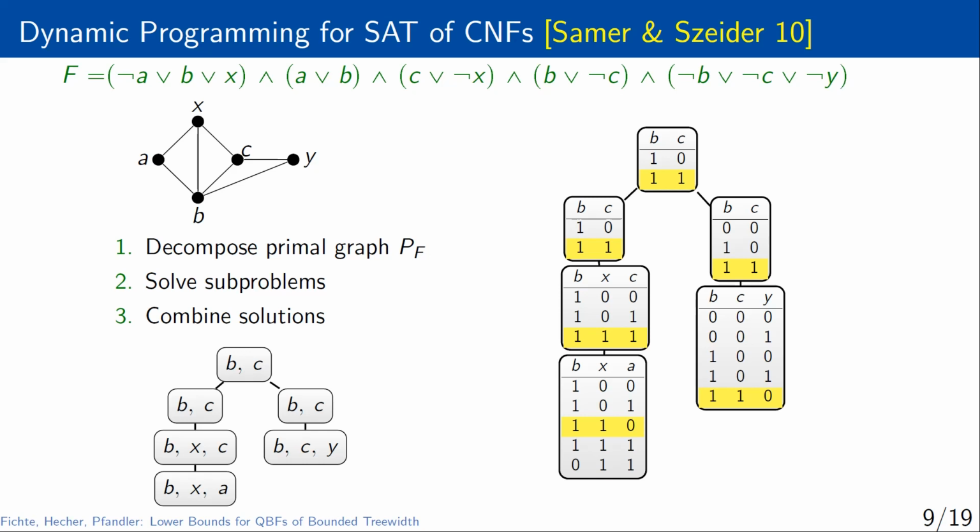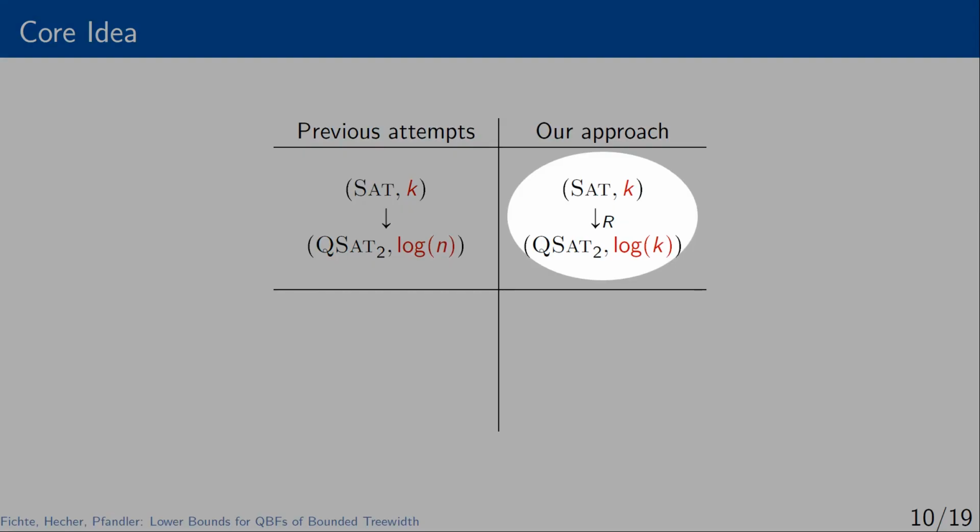Okay, wait, but what does this upper bound technique have to do with our reduction and obtaining the lower bound? Well, our reduction is highly influenced by this technique. So coming back to the core idea of our reduction, we start from a formula of treewidth k, and we compute the tree decomposition whose width is also k, and we guide the evaluation of the formula along this tree decomposition. But then we use an additional quantifier to exponentially decrease the treewidth of the resulting QSAT 2 formula.